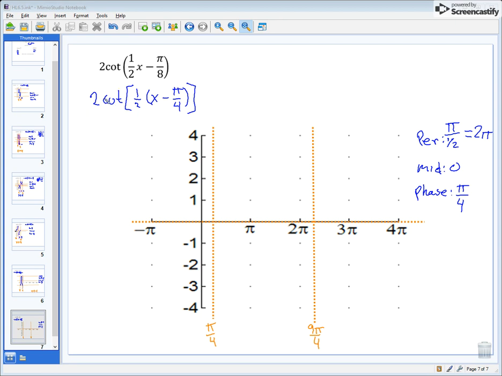Now we're graphing the cotangent function. Recall that the cotangent function starts at the very top left and curves down to the bottom right. And it will meet right here in the middle. So your cotangent function is going to look like this. And that's how you graph this function.